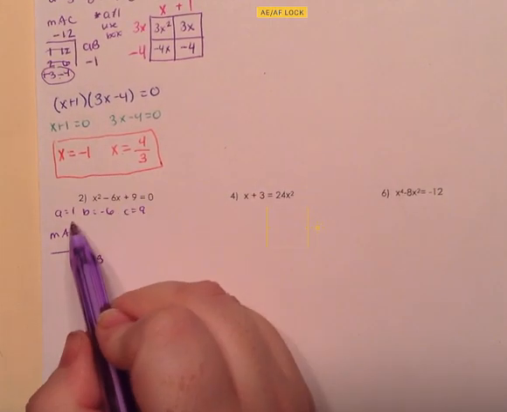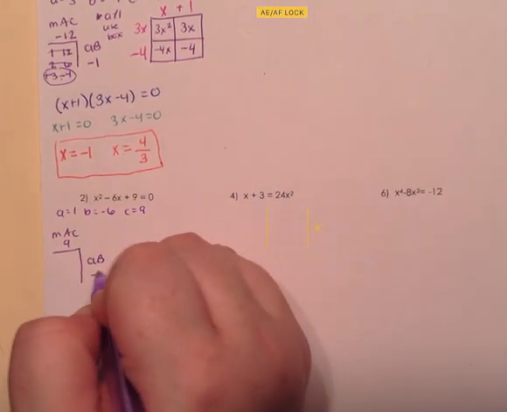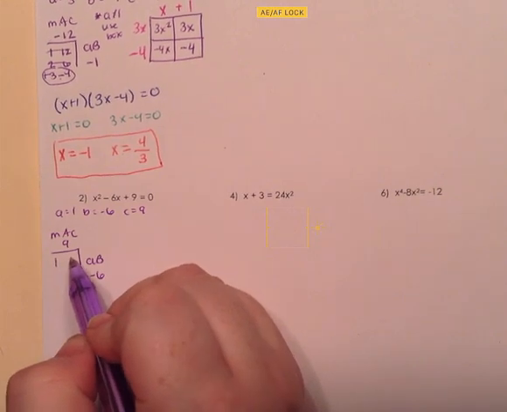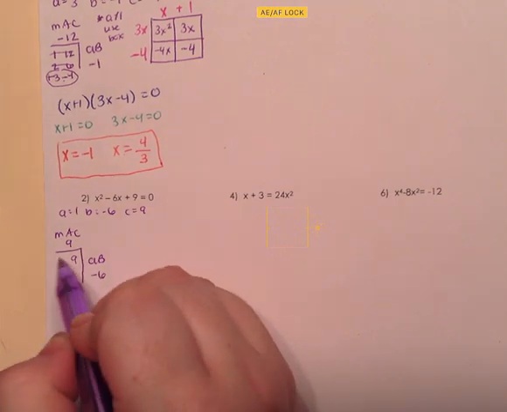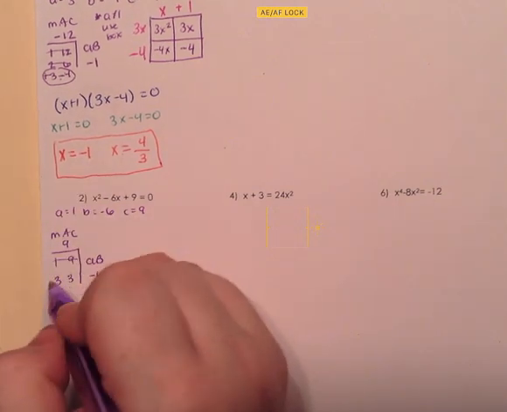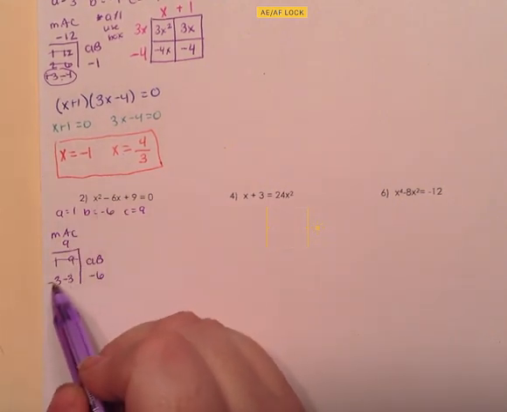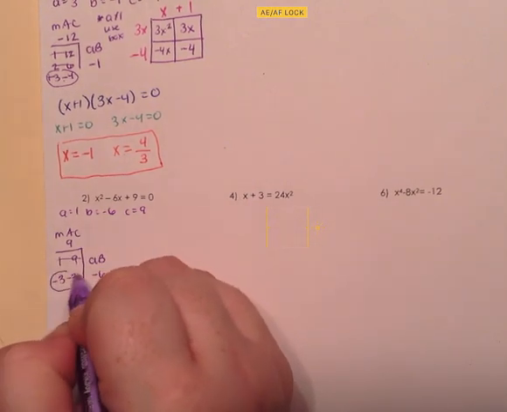Our MAC is multiplied by A and C, which is 1 times 9, which is 9. And our AB is -6. So I have multiplied at 9 is 1 and 9, and 3 and 3. 1 and 9 will never give us a 6, but 3 and 3 can. I want a -6, so I have to have a -3 and a -3. Now I have to make sure they match correctly. Negative times negative is a positive, and -3 minus 3 is -6. So these are the numbers we want.